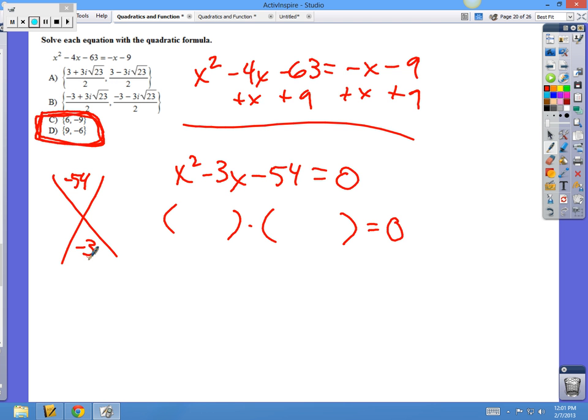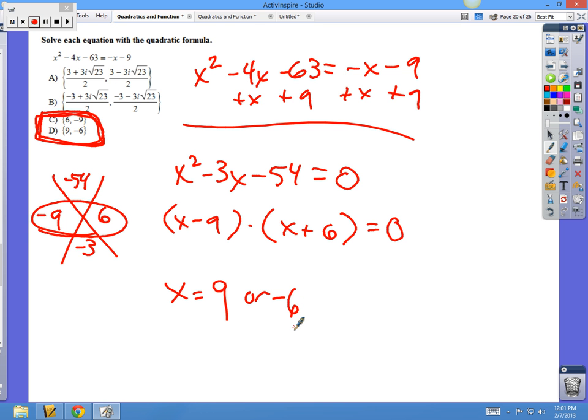And there does exist two integers that multiply to give you minus 54, add to give you minus 3, and they're what? A minus 9 and a plus 6. So anytime this happens, it's actually a piece of cake. Your product is going to be x minus 9 times x plus 6 is 0. And if your answer is 0 and you're multiplying those two things, what do you know x has to be? X has to be a positive 9 or a negative 6. So you should choose D.